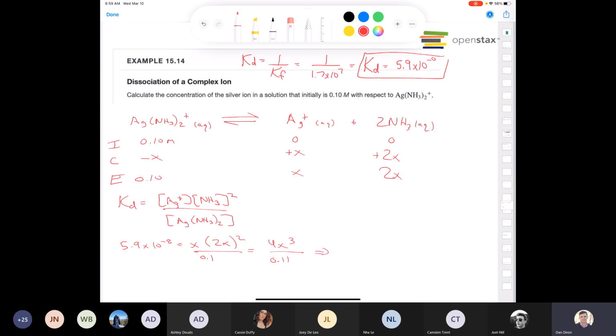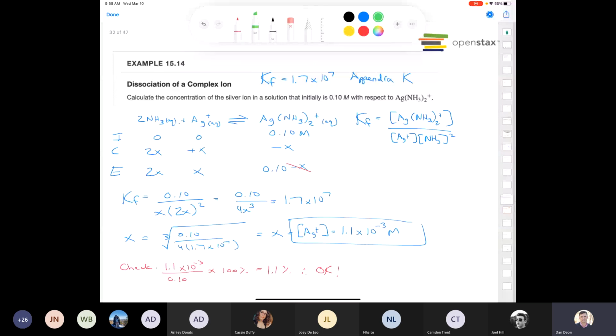So we simplify that to x cubed is going to be equal to 5.9 times 10 to the negative 9 divided by 4. So we take the cube root, and you end up with x being equal to the concentration of the silver ions, and it's equal to 1.1 times 10 to the negative 3 molar. And again, we could do the same check. We're going to get the same answer. So you can solve these problems using the Kd as long as the equilibrium is set up showing dissociation, or you could solve it using Kf as long as you're showing the formation of the coordination complex.